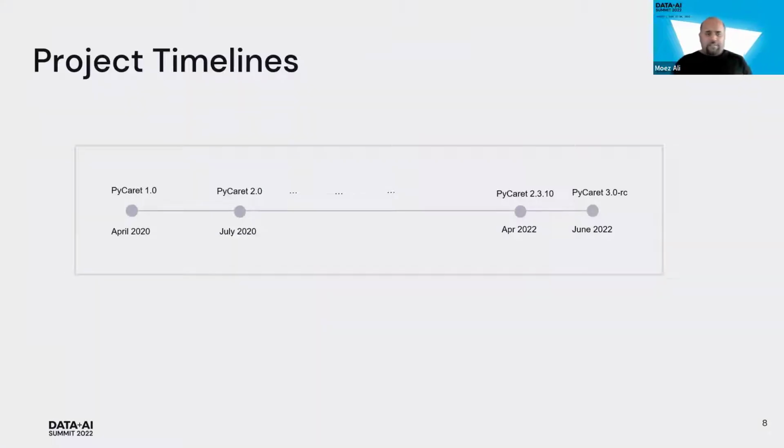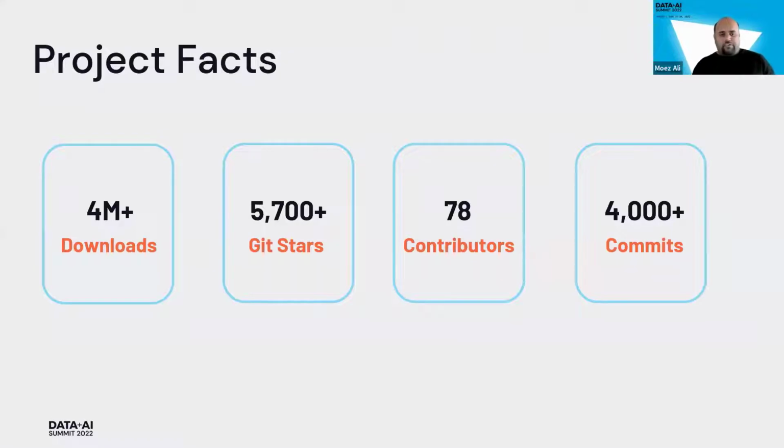In terms of project timelines, our first release 1.0 came in April 2020, so now a little bit over 2 years. And in terms of numbers, we started with a very small team, 4 or 5 people, and now we have 78 contributors as of today. We have over 4 million downloads and an active user base of 50,000 on our documentation every day. So it's scaling up to a pretty big community.